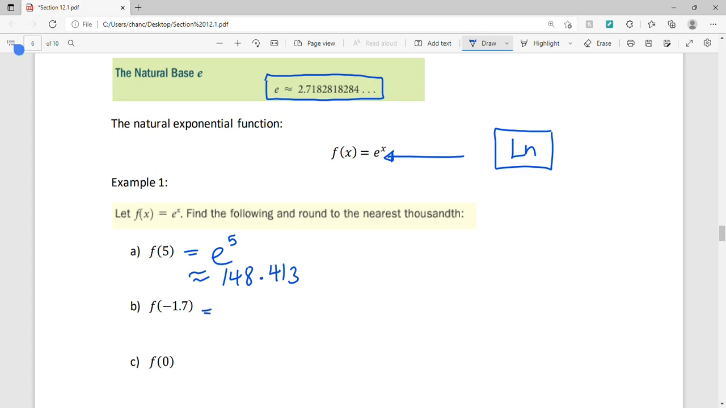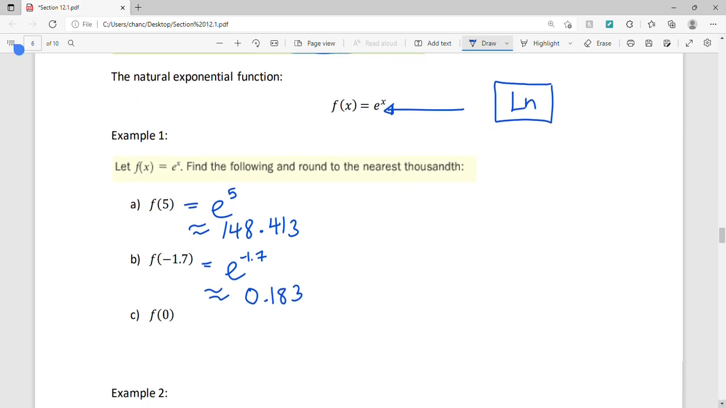In part B, we're looking for e raised to the negative 1.7. Again, type that in that calculator. And my calculator says it's 0.183. Part C, I don't need a calculator. I know e raised to the 0, that's always going to be a 1.